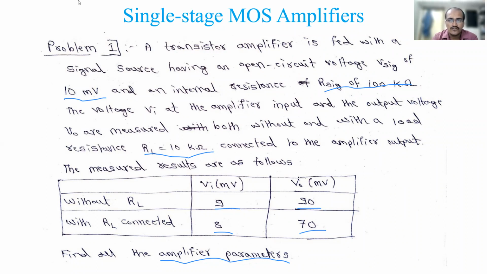Since the Vo and Vi values without RL and with RL are given, you can easily calculate the open circuit voltage gain, I guess. That is the output by input voltage. We can do that from there. If there is any relationship, we can use it and calculate the other parameters. So we'll see how to calculate.